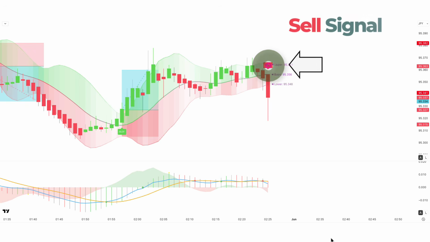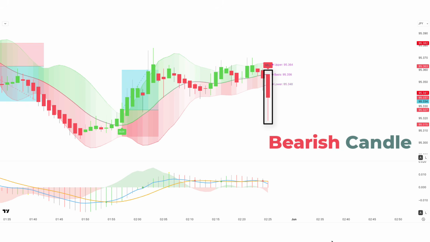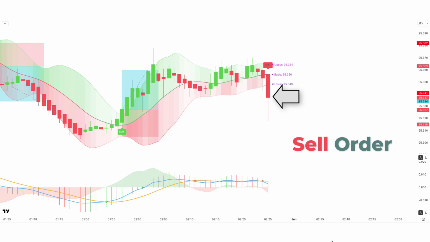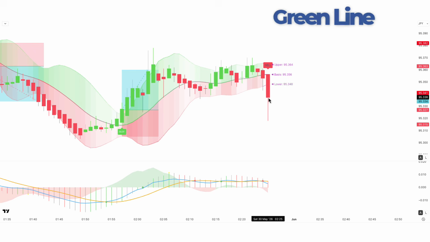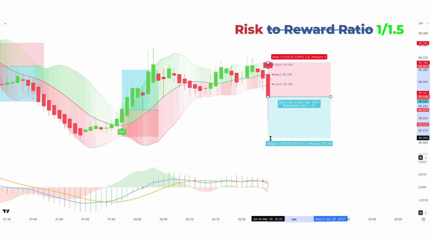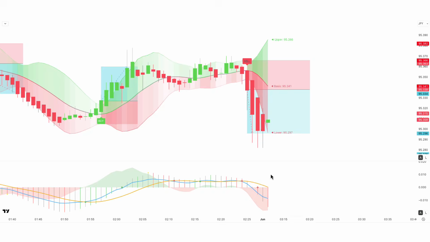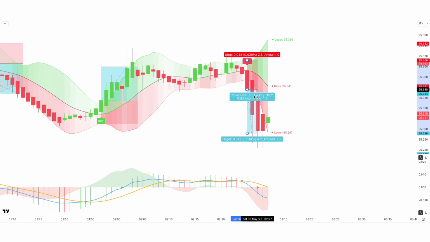Here, the Nadaraya-Watson envelope arrow down of this indicator is the sell signal. Here, the orange line of the Awesome Oscillator is above the blue line. Here, the market has made a bearish candle to give confirmation. So all our conditions are being fulfilled, so we are placing an order to sell. Our stop loss is to be placed at the green line, and the risk to reward ratio will be 1 to 1.5. We have won the trade. Let's find the next trade.